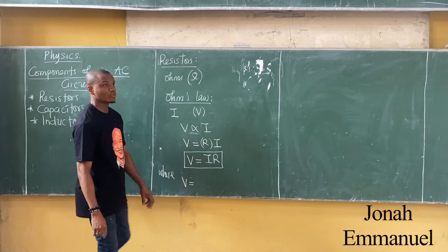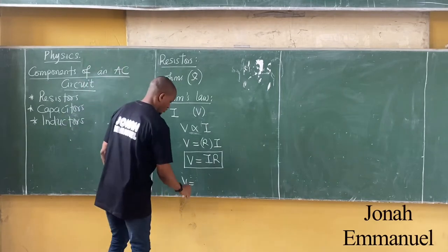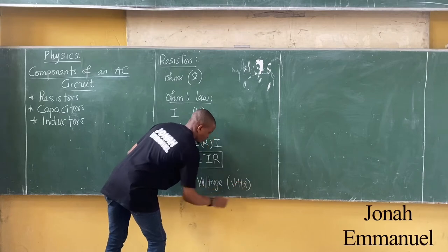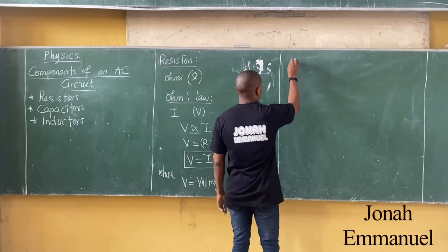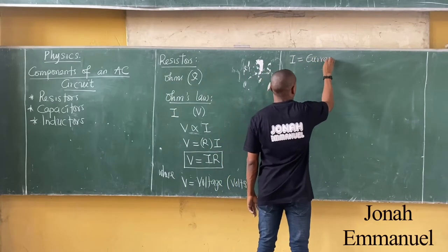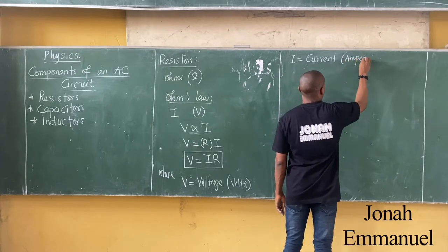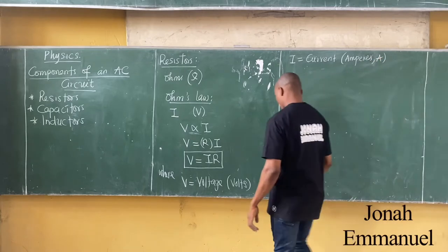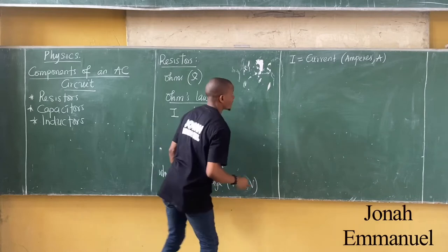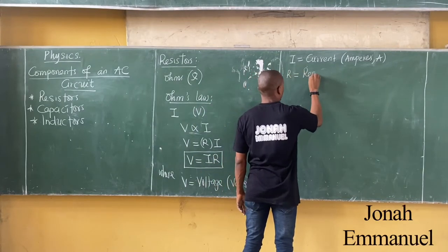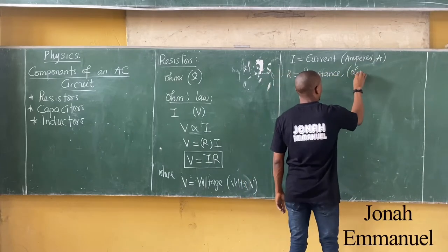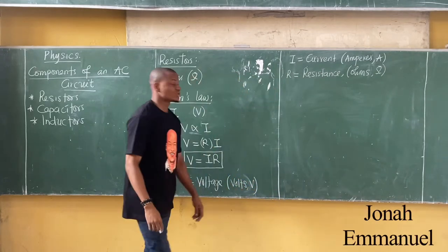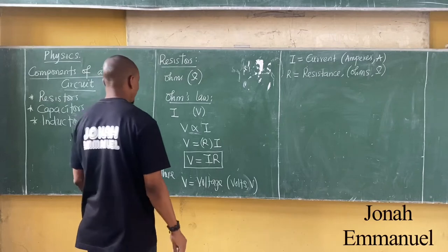Where V is voltage, or potential difference as I'm calling it, I is current in amperes, which is A, V is voltage in volts, and R is resistance in ohms. So this is the concept there.